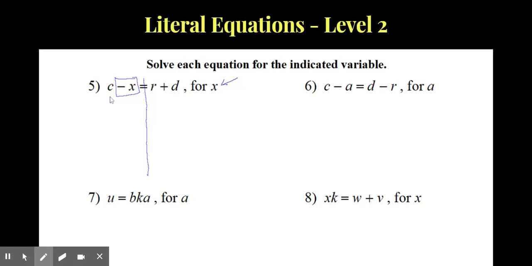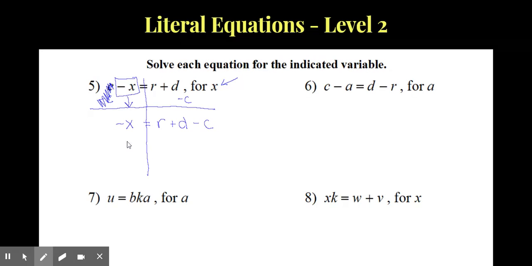Outside of the box, I have a positive c, and I need to move that to the other side of the equation. The opposite of a positive c is a negative c. So I'm going to minus c on both sides of the equation. On the left, my c's will cancel, so I'm going to cross those off. I'm going to drop down the negative x. On the right, I have r, d, and negative c. None of those are like terms, nothing can be combined, so I just list them all in order. R plus d minus c.